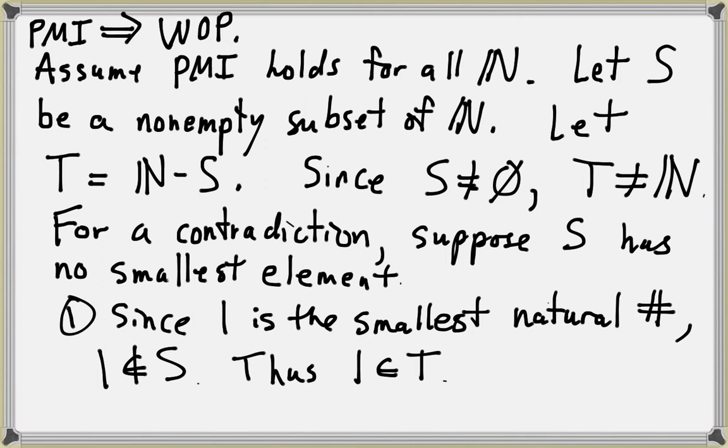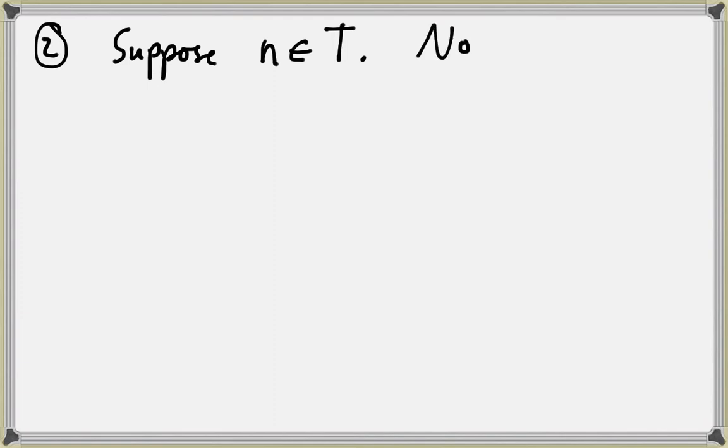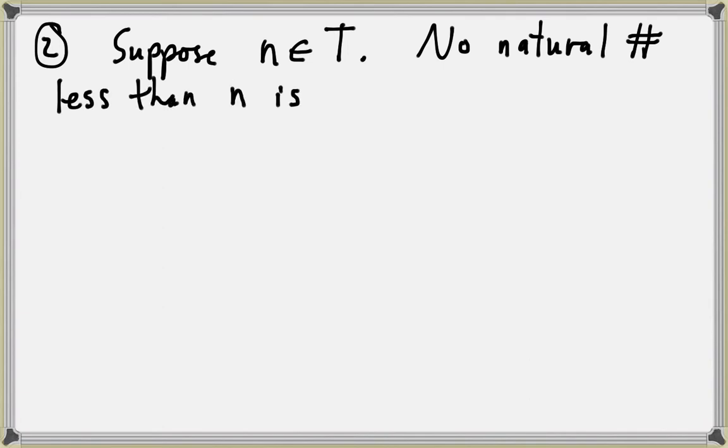Now, I'm going to suppose that you have some natural number in T. Okay, so it's the second part here. Suppose some natural number n is in T. Okay. Well, it turns out that no natural number less than n can be in S. No natural number less than n is in S.